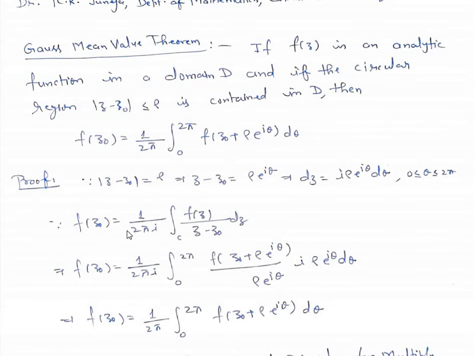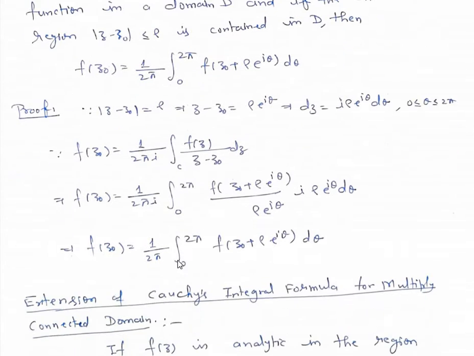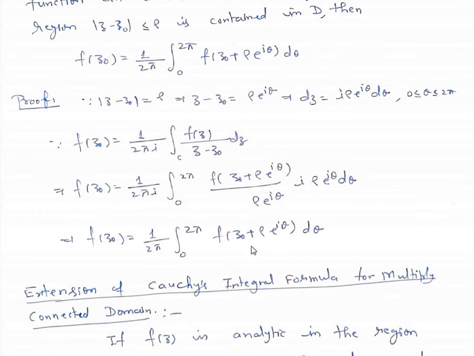So put these values in the Cauchy integral formula. f of z naught is equal to 1 upon 2 pi i integral over C f(z) dz upon z minus z naught. So therefore f of z naught is 1 upon 2 pi i. Limits for theta are from 0 to 2 pi. In place of z, we write z naught plus rho e to the power i theta. z minus z naught is rho into e to the power i theta. dz is i rho e to the power i theta d theta. So i gets cancelled, rho e to the power i theta gets cancelled. So we have f of z naught is equal to 1 upon 2 pi integral 0 to 2 pi f of z naught plus rho e to the power i theta d theta.